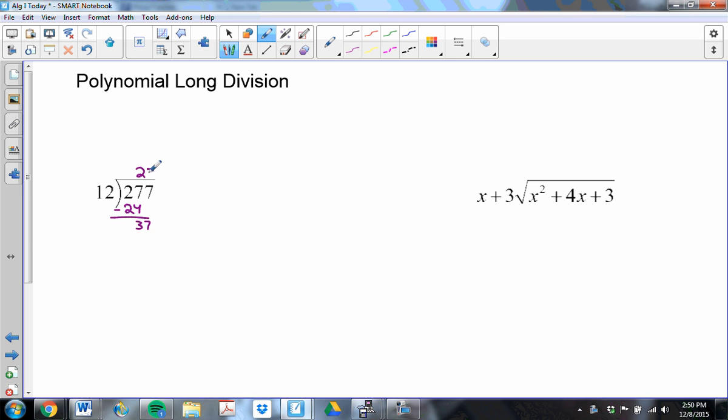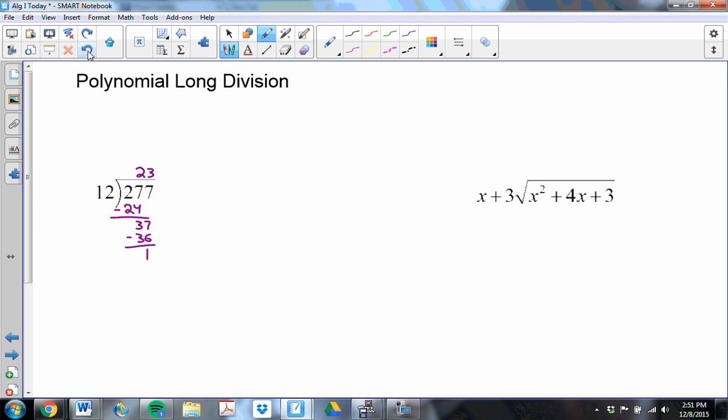12 goes into 37 3 times. 3 times 12 is 36 and I subtract to get 1. Now you know that at this point you can put a .0 and drop down a 0 and put a decimal up here and keep going. But what you probably haven't done for a while and forgotten all about is remainders.